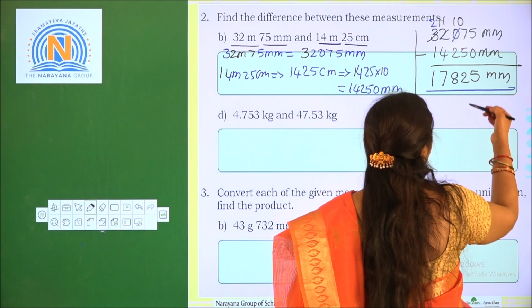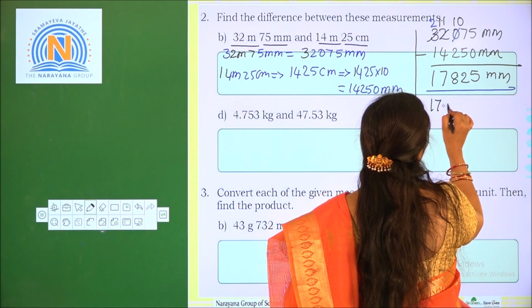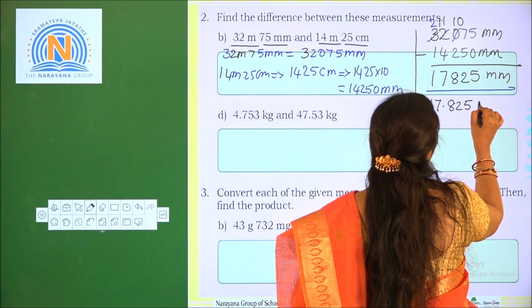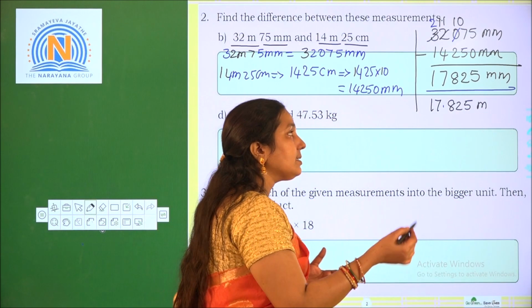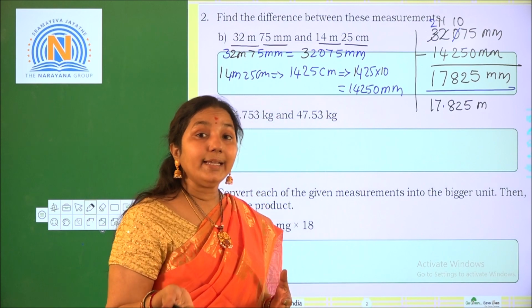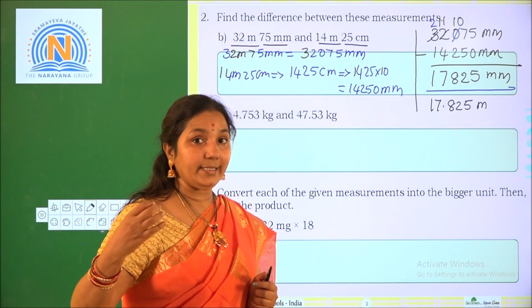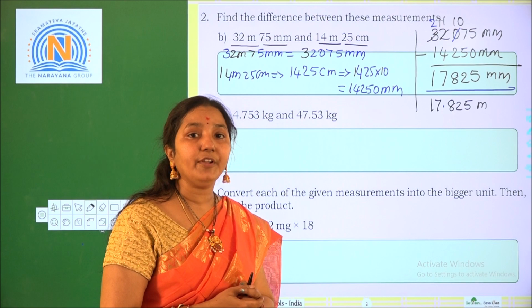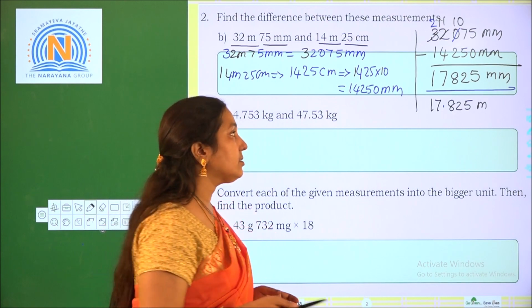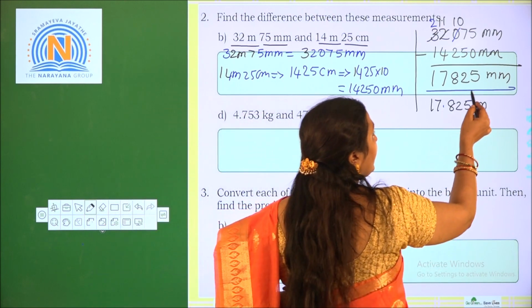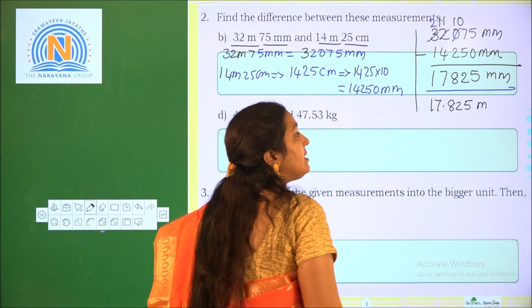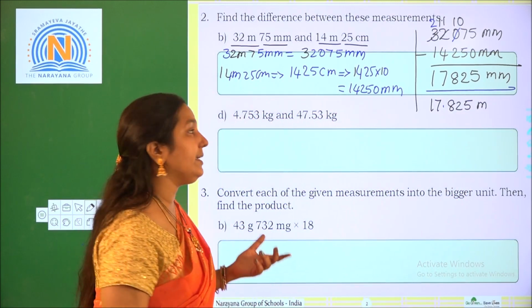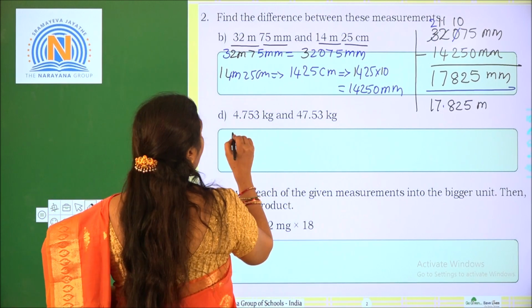Just I am converting it into meters: 17.825 meters. Because you know that to go from the lowest unit to the highest unit, what we have to do? We have to divide. Which number do we have to divide with? Divide with 1000, so that means 3 decimal places will come. 17.825 meters.